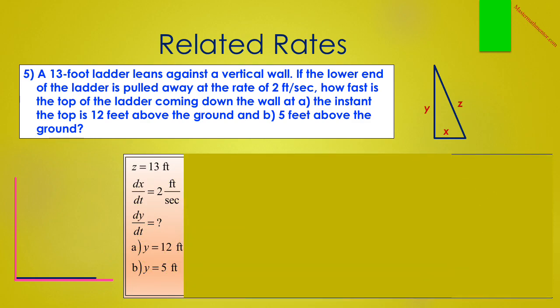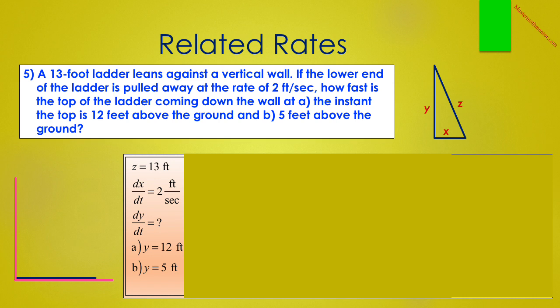We now set up our table of variables in the order that the information was given. We're told that we have a 13-foot ladder, so z equals 13. The lower end of the ladder is being pulled away at the rate of 2 feet per second, and that is dx/dt, which is a positive 2 feet per second because the distance from the wall is getting greater.